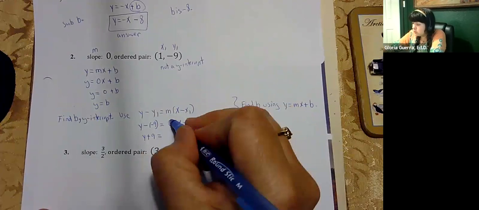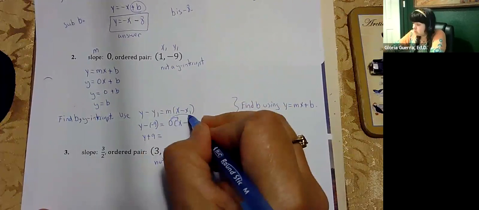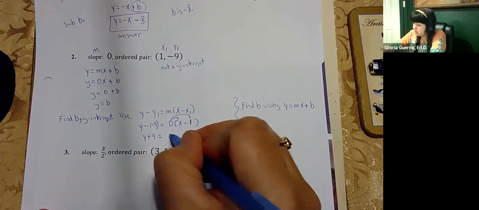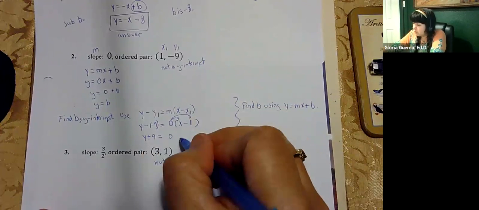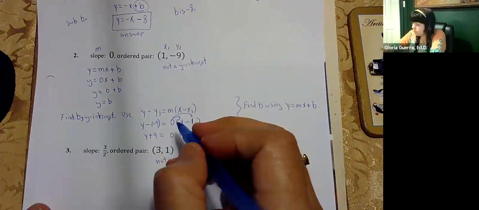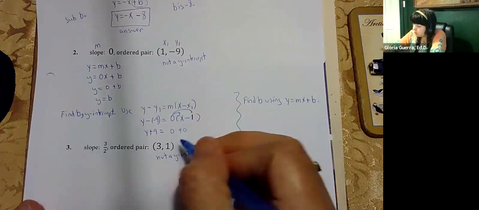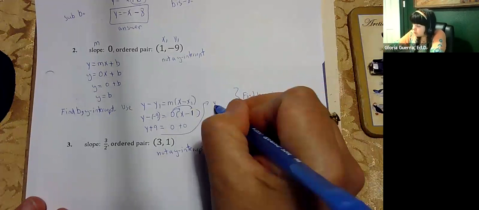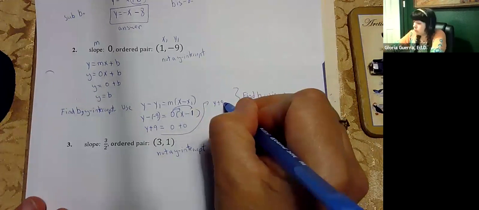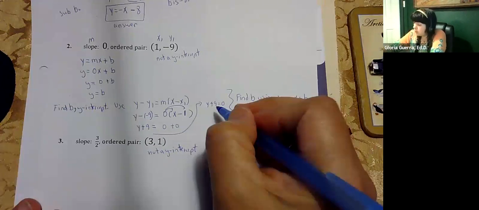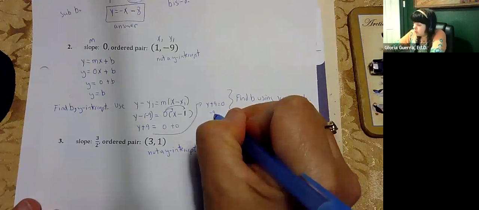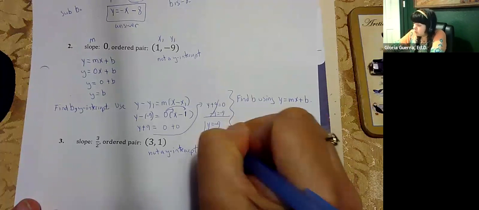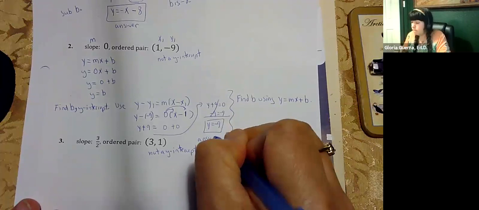We know 0 times any number is 0. So 0 times x is 0, and 0 times -1 is another 0. So you basically have y plus 9 equals 0. And to solve that for y, you just subtract 9. And y equals -9. And that's going to be your answer.